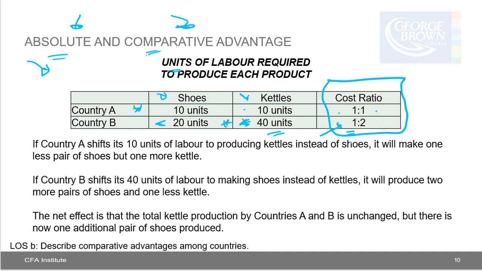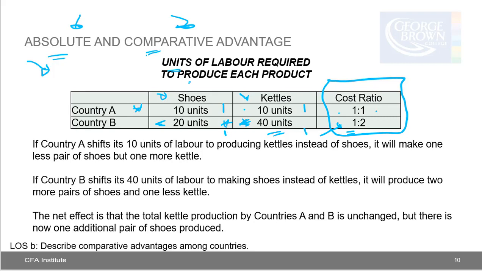So if you think about it like that, it kind of makes sense. What are we going to specialize in? Should we make shoes or kettles? Well, it takes less labor to make shoes. Let's make shoes, okay? But what we're going to do is look at an example here. Let's say the starting point is where country A is making 1 pair of shoes and 1 kettle, and country B is making 1 pair of shoes and 1 kettle.